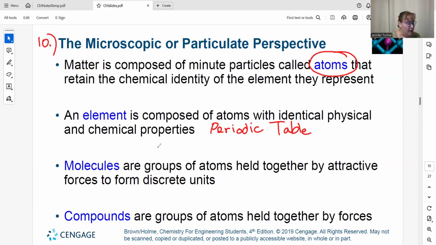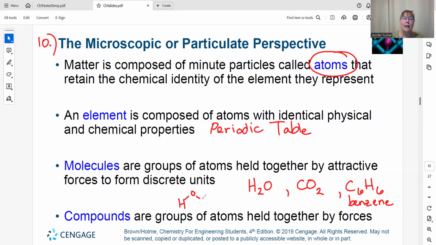Okay, so some examples of molecules might be H2O. Okay, it might be CO2. Okay, and these are examples, maybe C6H6. We have water, carbon dioxide. This last one is benzene. And each one of these molecules exists as a discrete unit. So your water actually looks like this, full stop.